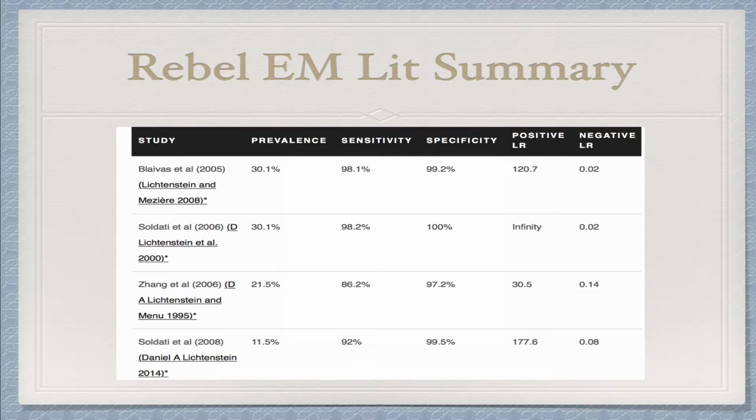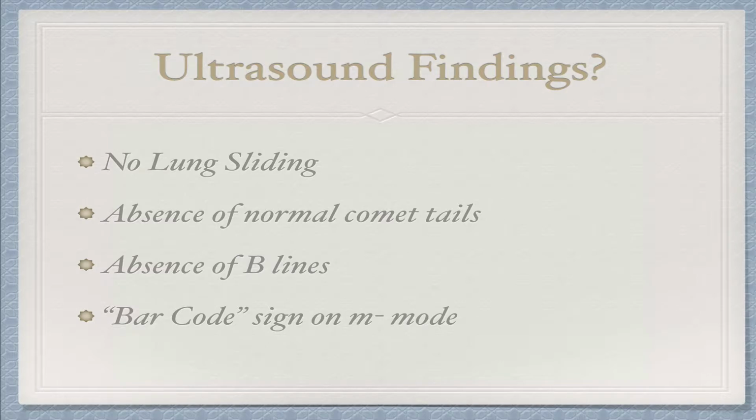Rebel EM did a really nice literature summary on this topic, which I've provided here. And what they looked at was the different studies which have been done to evaluate sensitivity and specificity of lung ultrasound for pneumothorax. And you can see that the specificity is quite good, ranging here from basically 97 to 100.